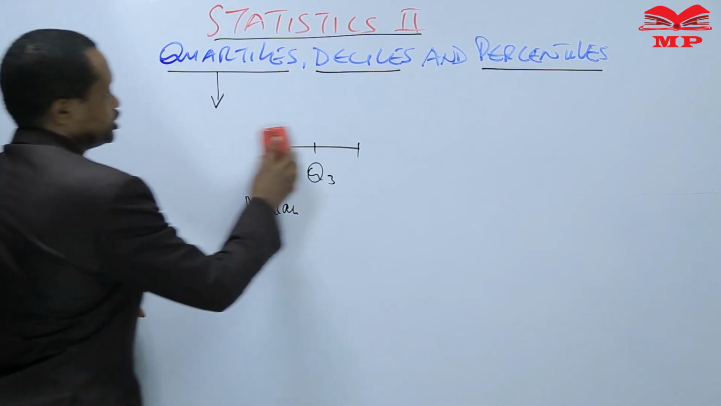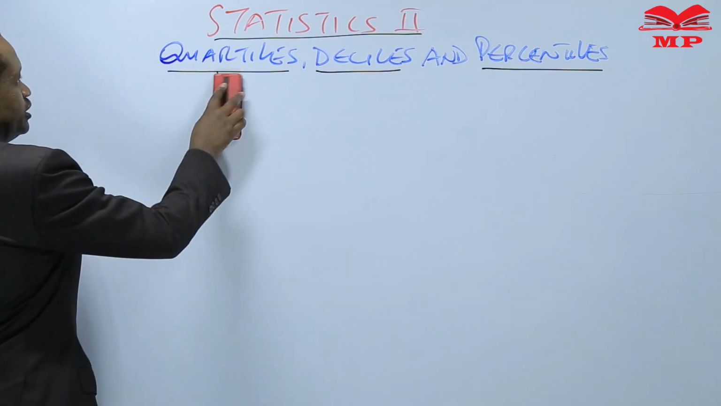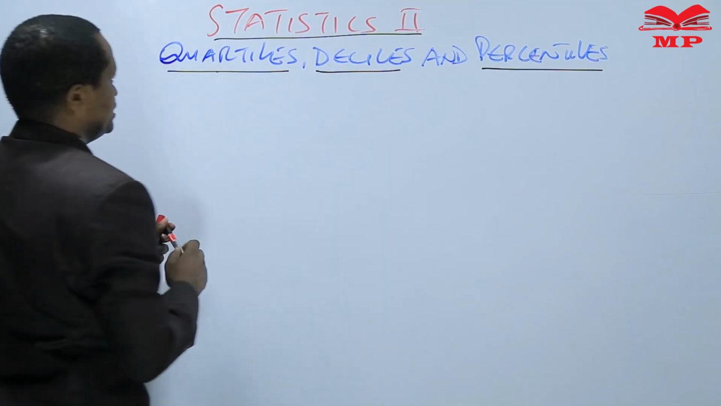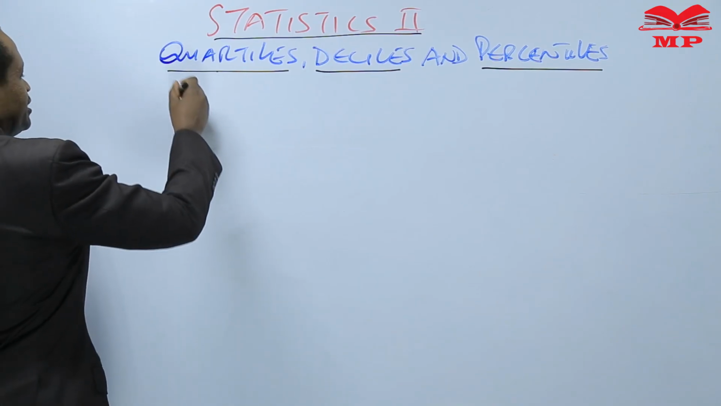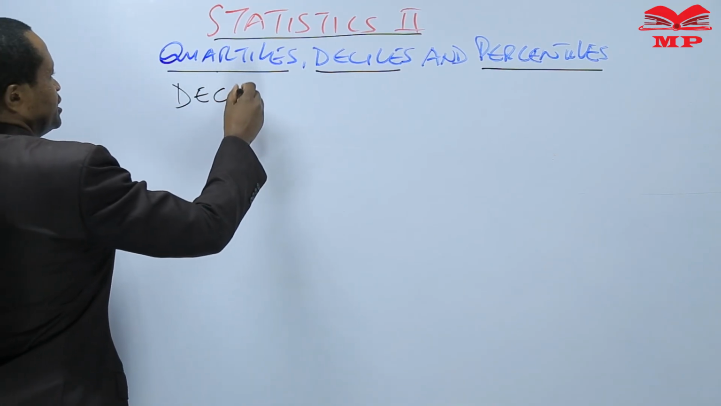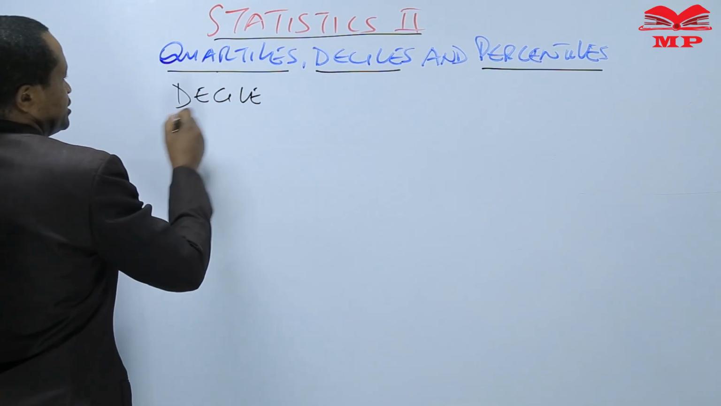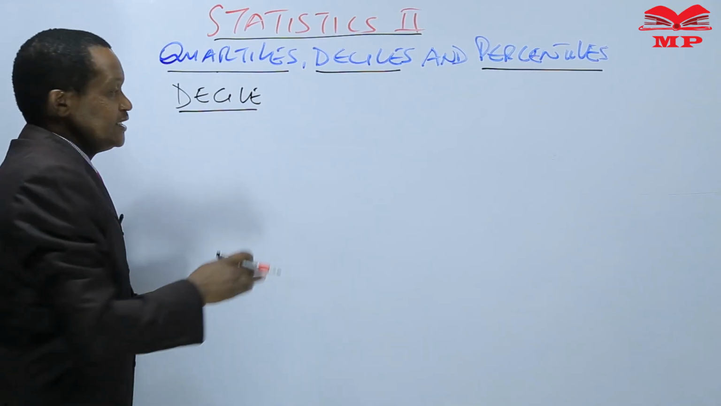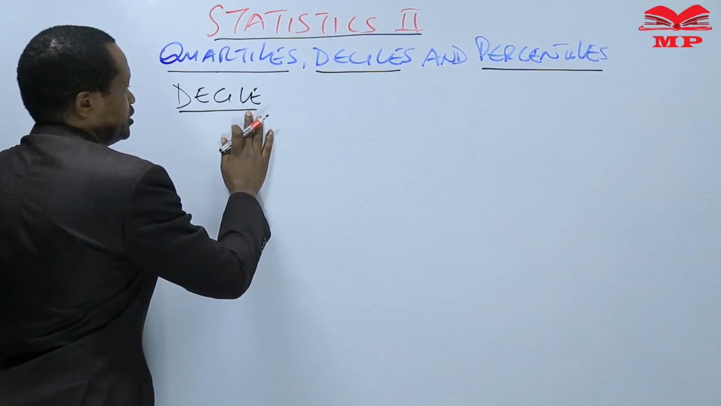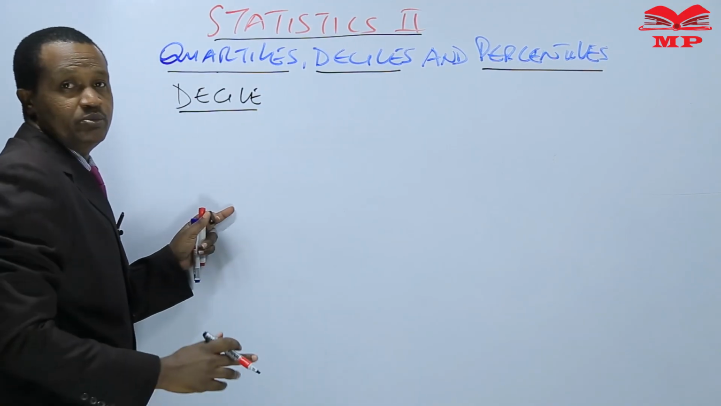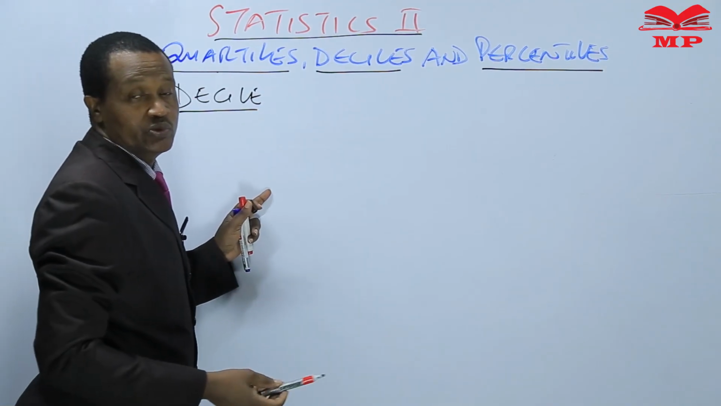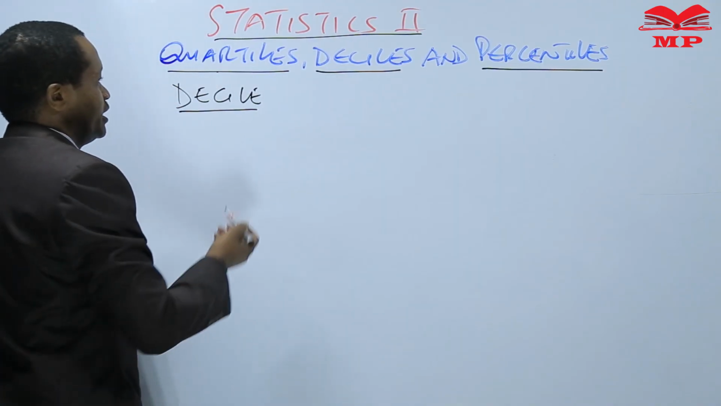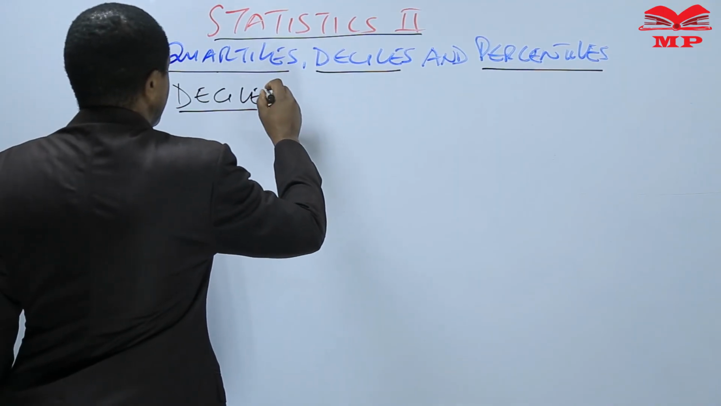Today we want to define deciles. What is a decile, and how do you calculate deciles? Now, learners, a decile is a value that divides a distribution or set of data into 10 equal parts. 10 equal parts. I want you to write that down.